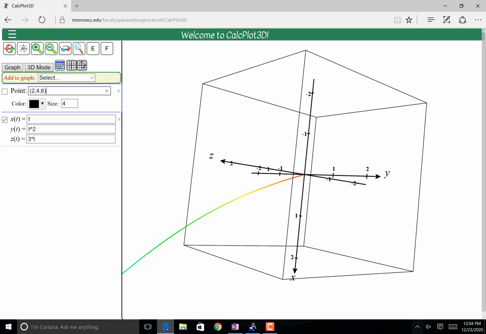And I'm going to make it, yeah, black's fine. There it is. So that's my tangent vector. Okay, now what kind of tangent vector? Well, it's a unit tangent vector. Okay. Now, I would also like to put in my unit normal vector just for a good time, if that's okay with you. So again, I'm going to start that baby at 2, 4, 6.